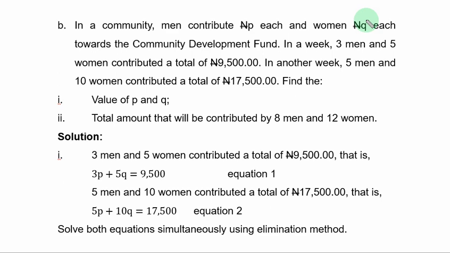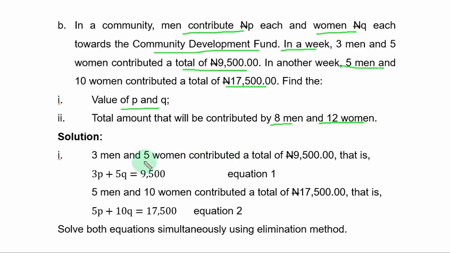Question 8b. In a community, men contribute P naira each and women Q naira each towards the community development fund. In a week, 3 men and 5 women contributed a total of 9,500 naira. In another week, 5 men and 10 women contributed a total of 17,500 naira. Find, Roman figure 1, the value of P and Q. Roman figure 2, the total amount that will be contributed by 8 men and 12 women.